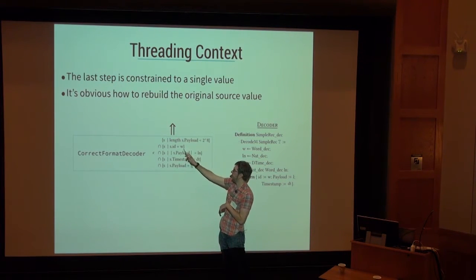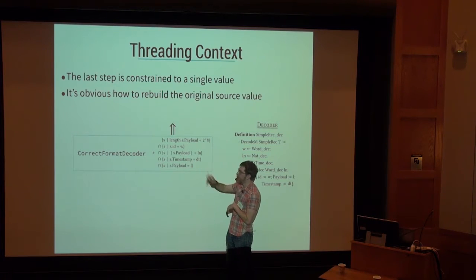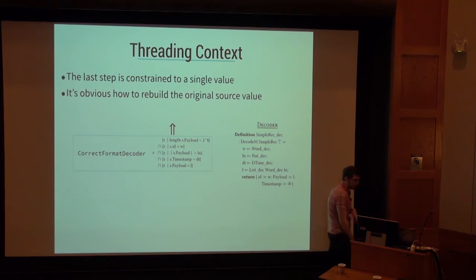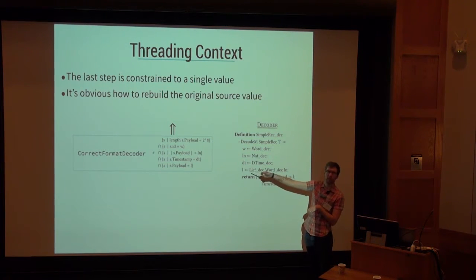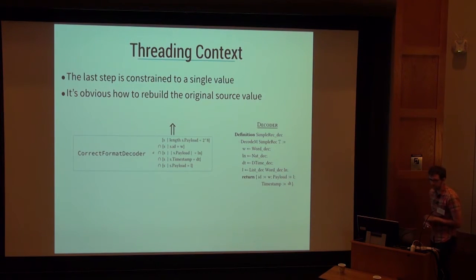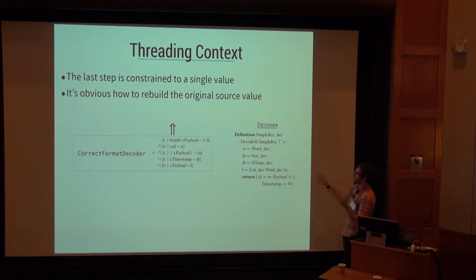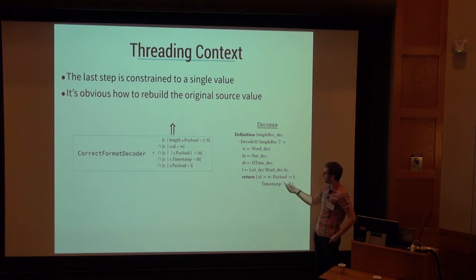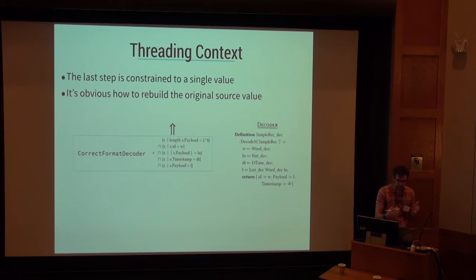So we have the ID, we have the payload, and we have the timestamp. And what does this mean? Well, this means that this restriction actually restricts our source data type to be a singleton set, or a single value. These equalities uniquely determine what the source value has to be, even though we don't have any additional information in this string. And given that, we can see pretty trivially, just by looking at it, how to immediately recover the original source data type, because we just look at these equalities and reconstruct it using these values.